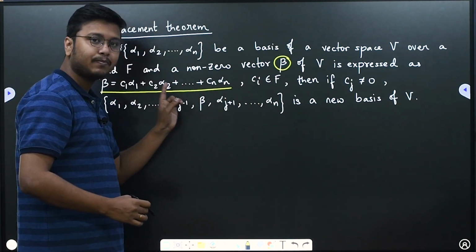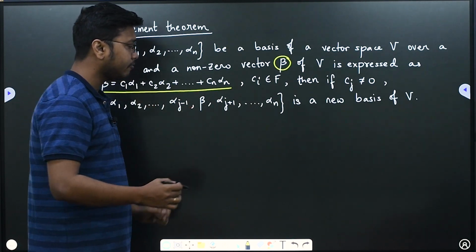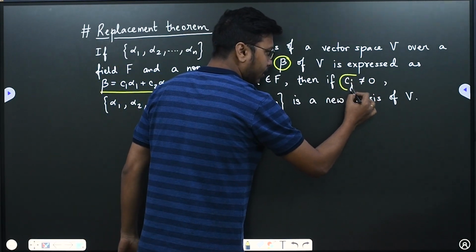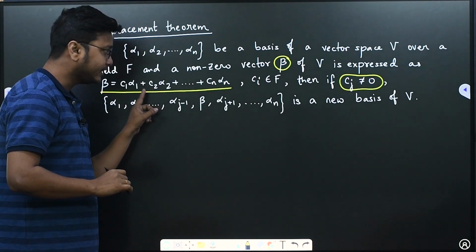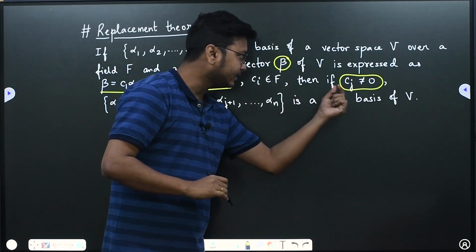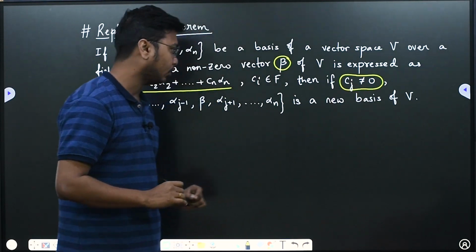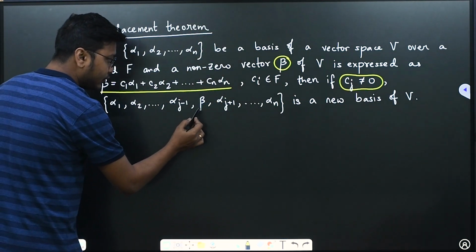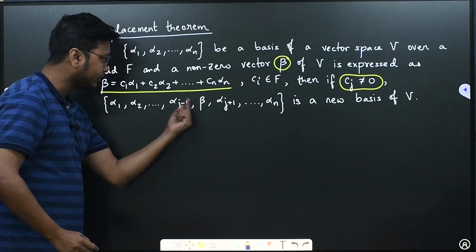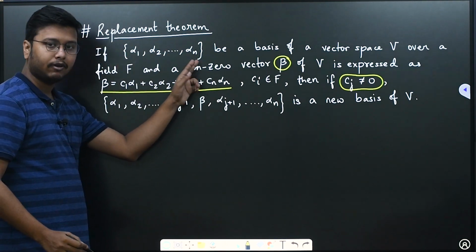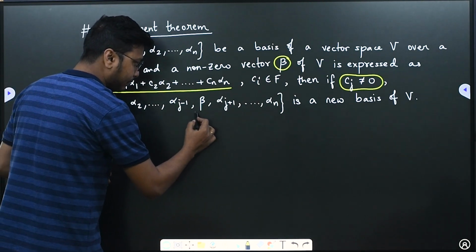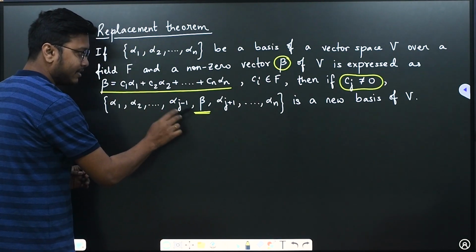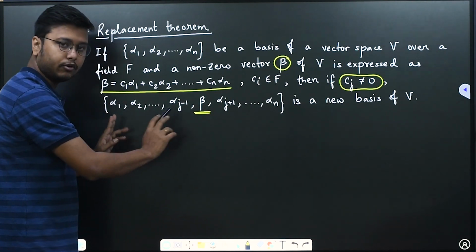In this expression, if any one of the constants Cj is non-zero, particularly if I say that the jth element is non-zero, then in the jth position of these elements alpha 1 to alpha n, I have the element alpha j, and I will be replacing alpha j by the beta element. Rest of the elements are going to remain the same.